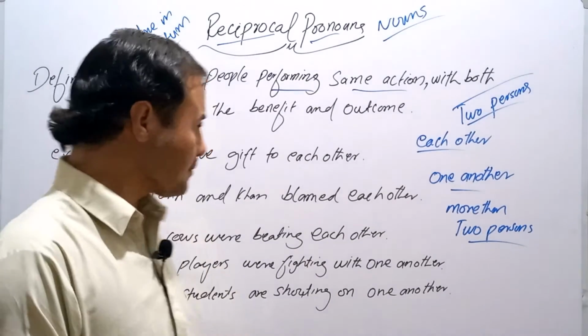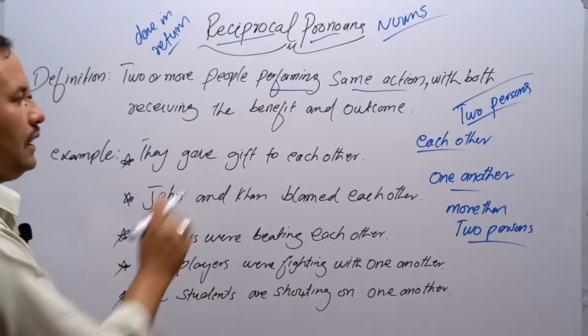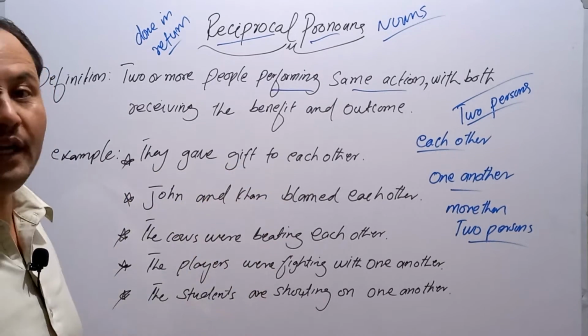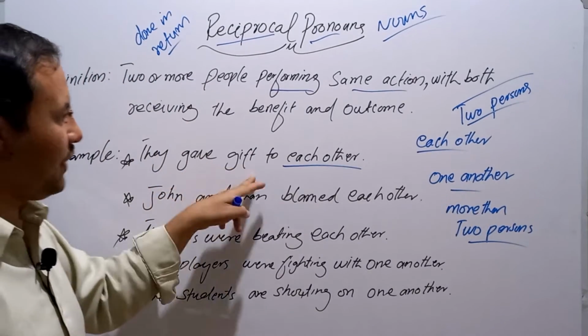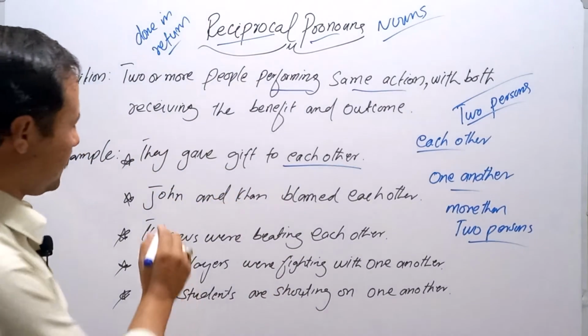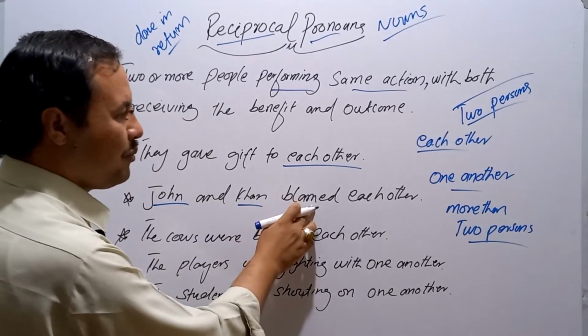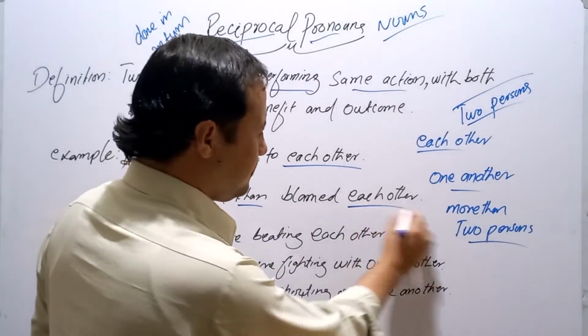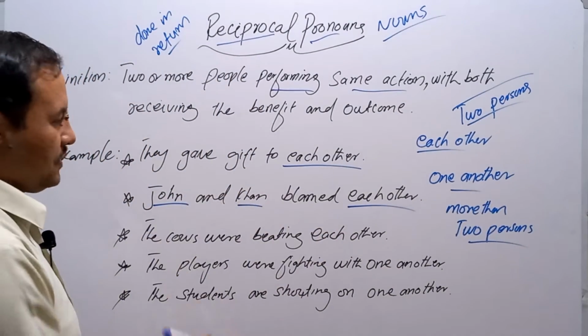So there are some examples that I have written already. Number one is, they gave gift to each other. Two persons are involved there. John and Han blamed each other. Both of them are doing the same action. They are blaming each other.